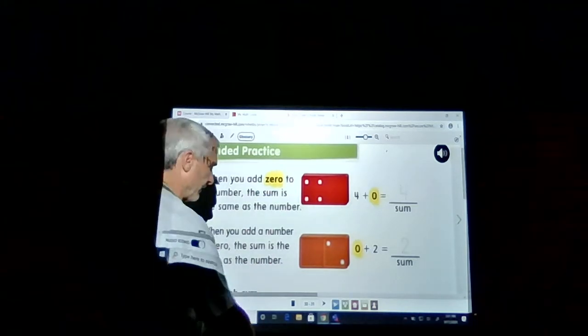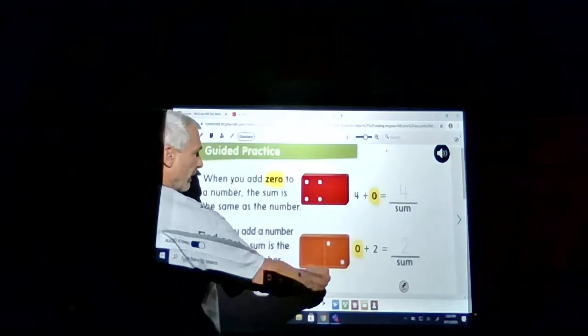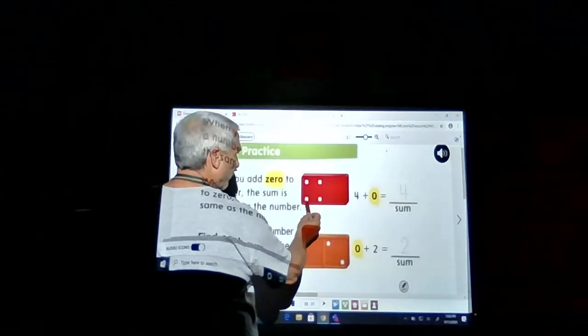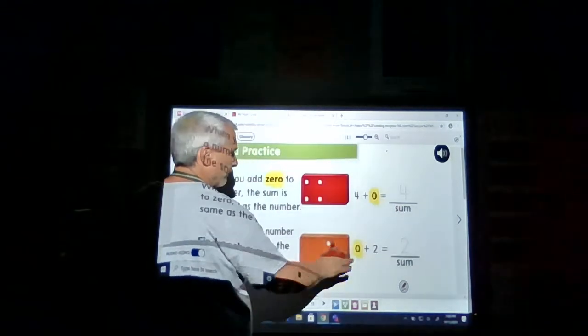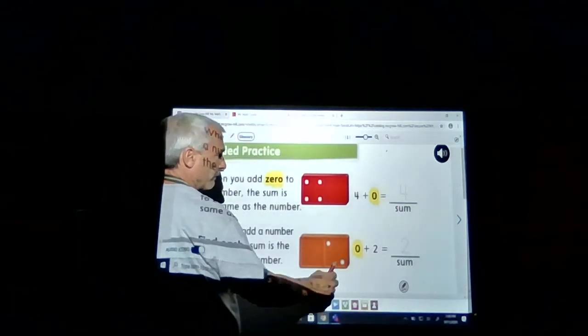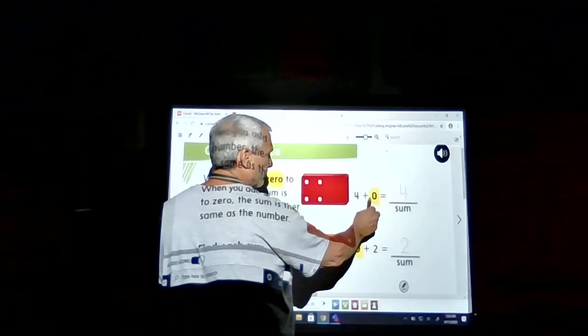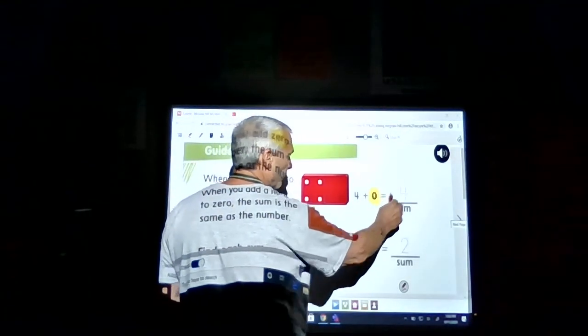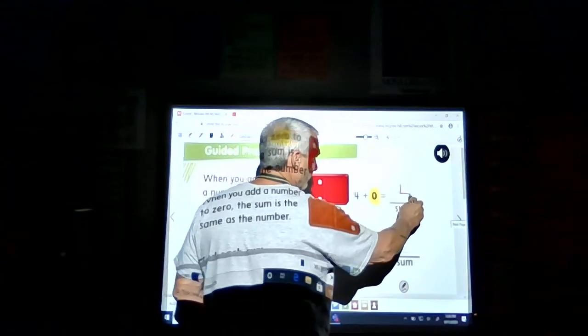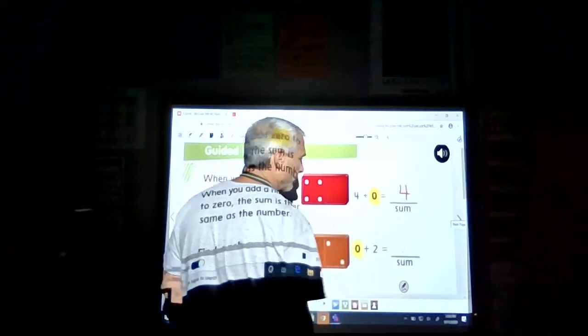Well, let's look at that. We have 1, 2, 3, 4 on this side of the domino, and on this side, 0 or none. 4 plus 0 equals 4, the other number. So you can trace over, make a nice 4.